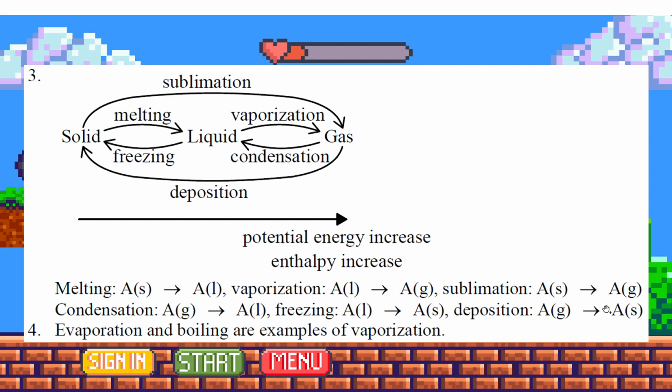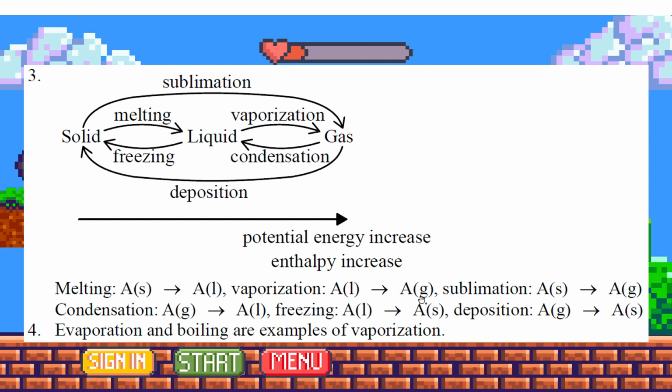I recommend you get a paper out, look at this one, and try to write down all these six processes. You get familiarized with this bracket state way of writing. You need to learn it. We always need this bracket state when we write a chemical equation. Sometimes it's aqueous. Evaporation and boiling are examples of vaporization.